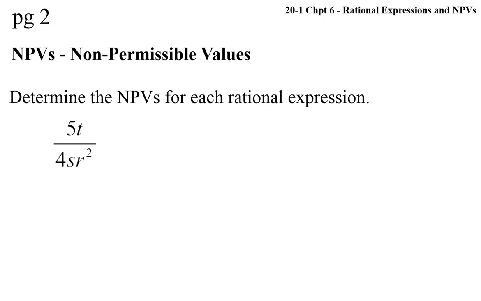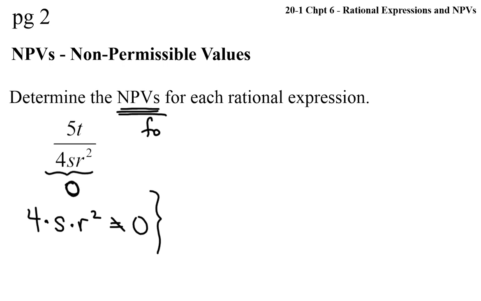So we're looking at page 2. That's kind of what I've been talking about, but we're going to look at how to calculate NPVs. So what we understand for this first example is we can't have a value of 0 down here. We have 4 times s times r squared. We can't have this equal to 0. Well, this is about as easy as it gets. What value for s or r? Because we always have to determine NPVs for all variables. If we have multiple variables, we have to do NPVs for each.